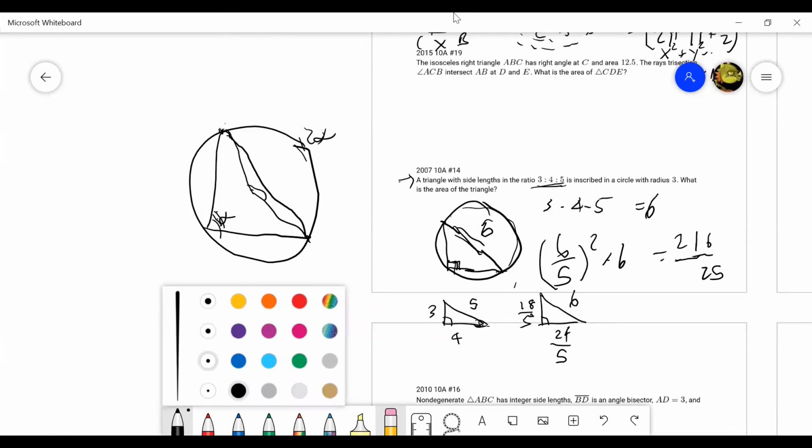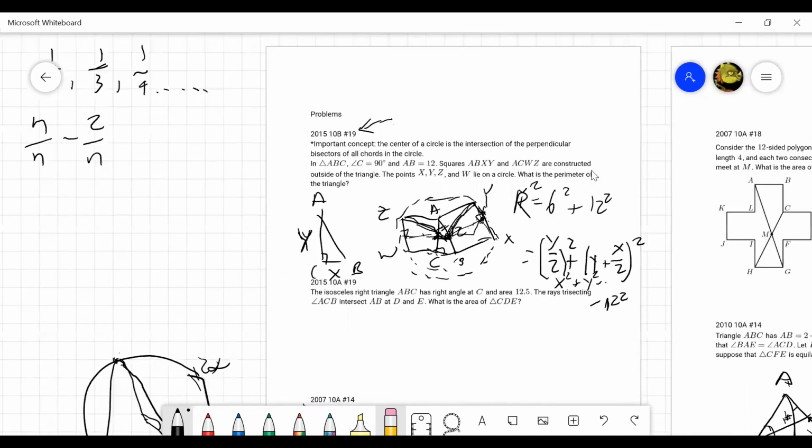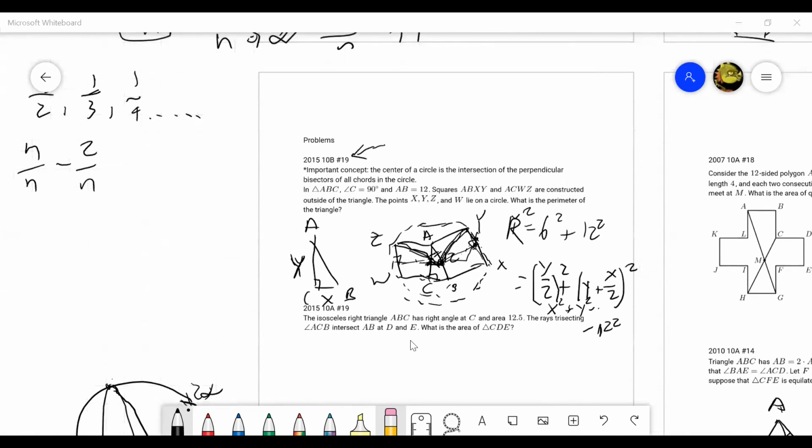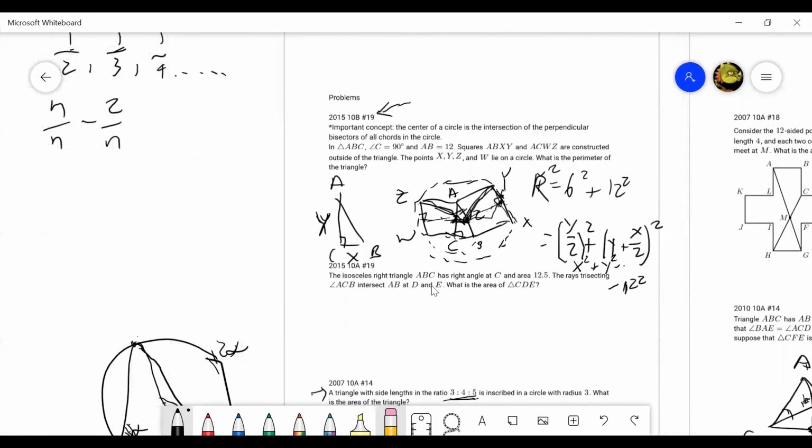Okay, wrong question. 2015 10 number 19. Wait, I'm sorry. I thought you said the first problem. Okay, so actually that was this problem right here. Oh, my bad. This one, I guess, was a bit more complicated.